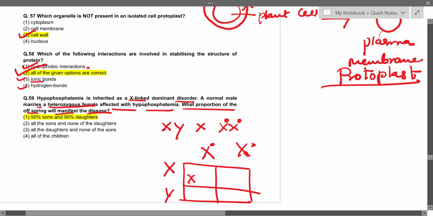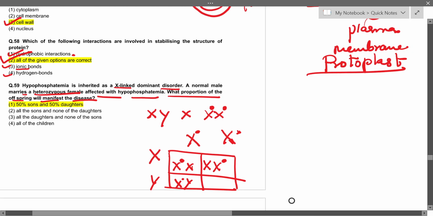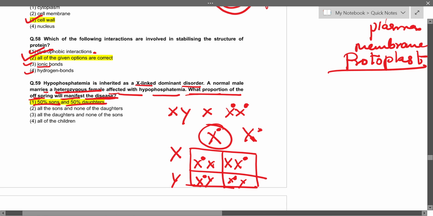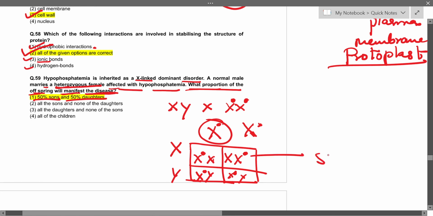It is going to be X, X, this is going to be affected, X, X, this is going to be affected, X, Y, this is affected, X, Y. So heterozygous female, okay. What proportion of the offspring will manifest the disease? So you see, everyone here is getting the diseased allele, that means the X-linked allele, because the female is having it on both alleles. So 50% of the sons and 50% of the daughters are going to show the disease. This is 50% and this is another 50%. Sorry, this is the female, this is a male.